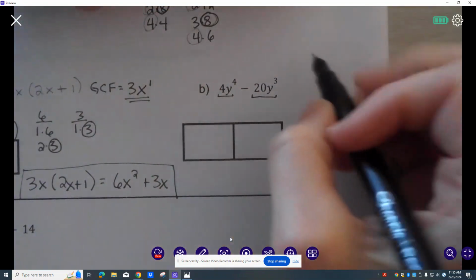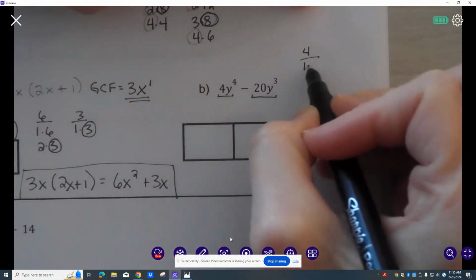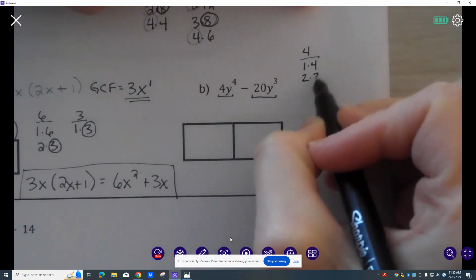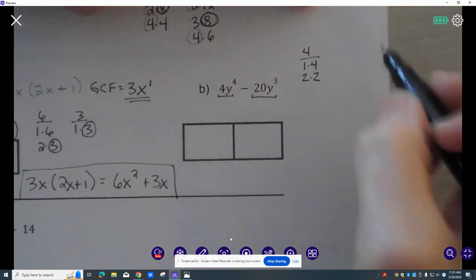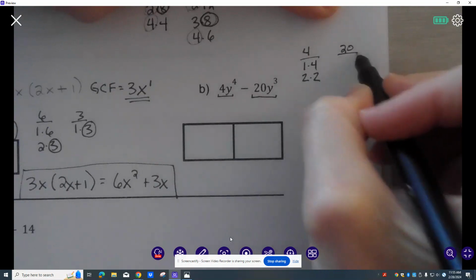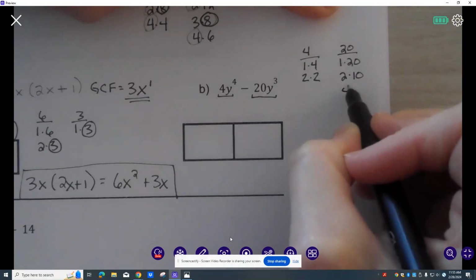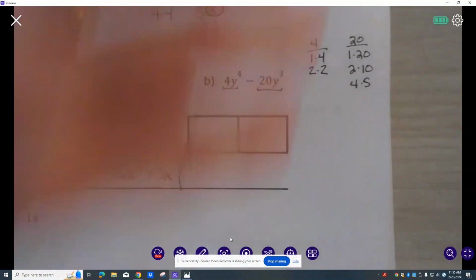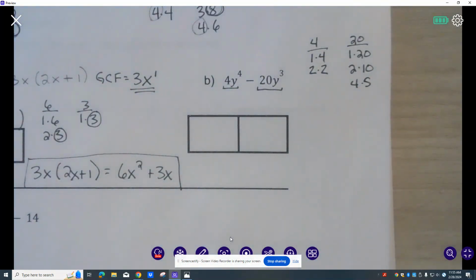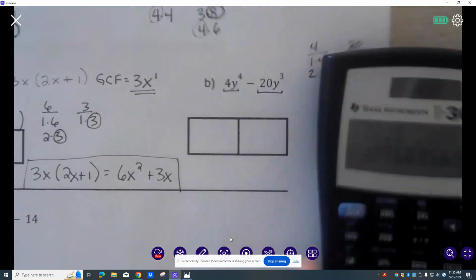Now, like we did in the other one, we could list the factors of 4, which are 1 times 4 and 2 times 2. And we could list the factors of 20, which are 1 times 20, 2 times 10, and 4 times 5. I want to show you a different little shortcut you can also do that you'll use your calculator for.